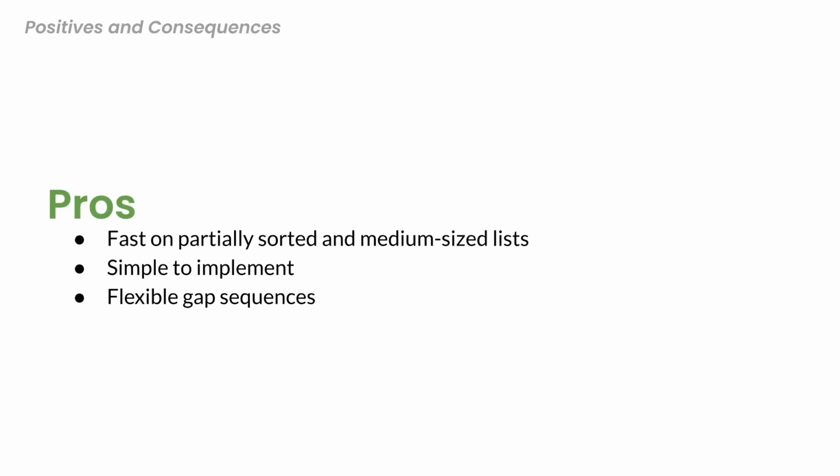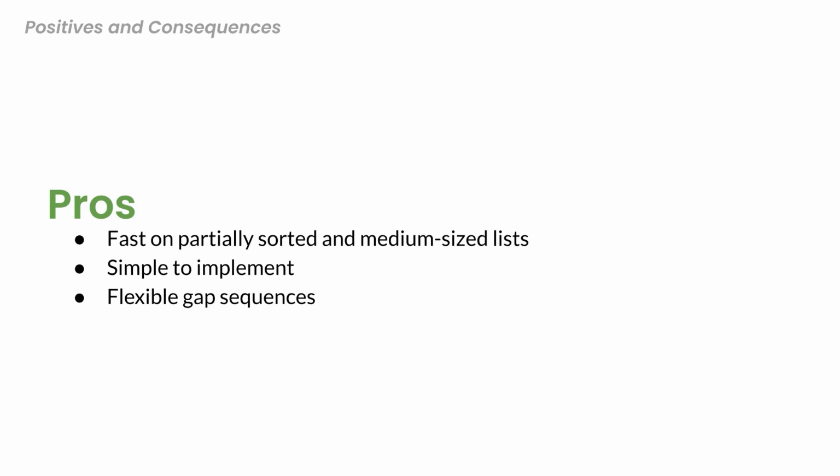Let's go with the pros first. First, it is fast on partially sorted or medium-sized lists. The gap-based iterations mean elements move large distances in early iterations. This reaches the correct index quickly. By the time the gap reaches 1, little work remains, which is where the insertion sort struggles.